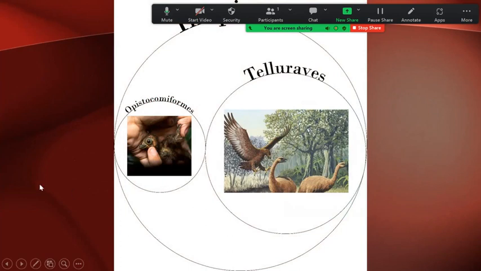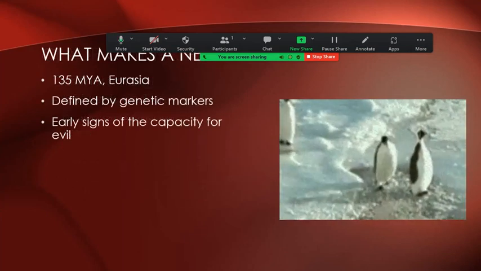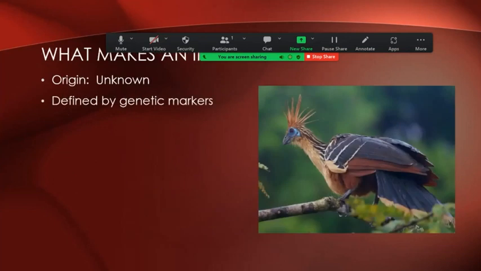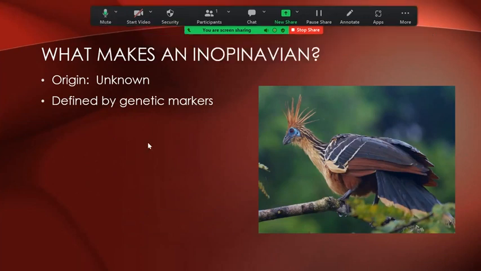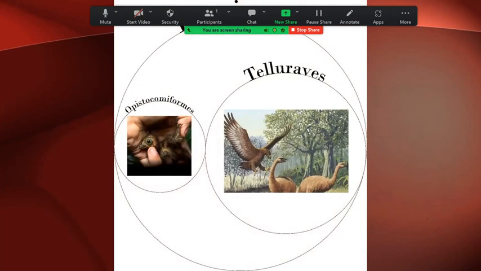All right, moving forward, we have the Inopanaves. So this is the main group within the Neoaves that we are going to focus on. All right. What makes an Anopanavian? We don't know exactly where the Anopanavians show up. They're defined by genetic markers primarily. The main group in the Anopanaves are the Telluraves. That's what we're going to spend a whole bunch of the rest of the time talking about.